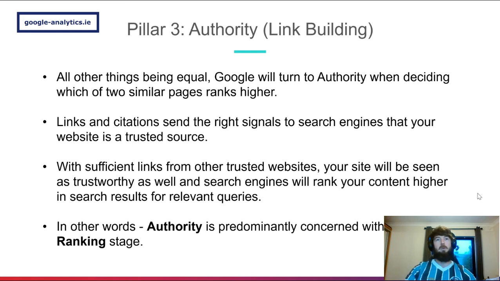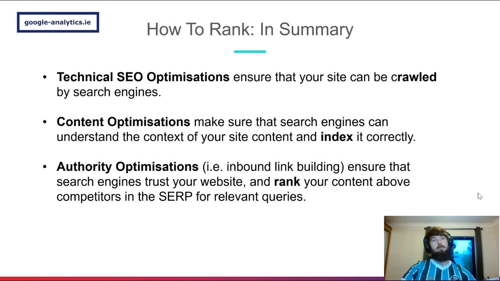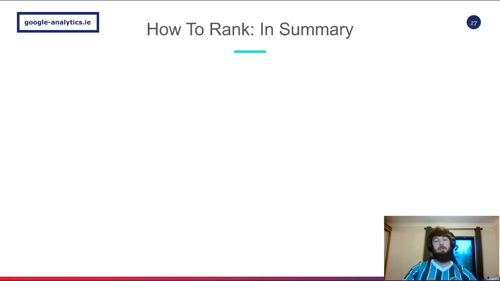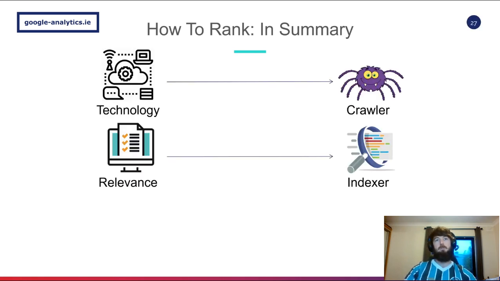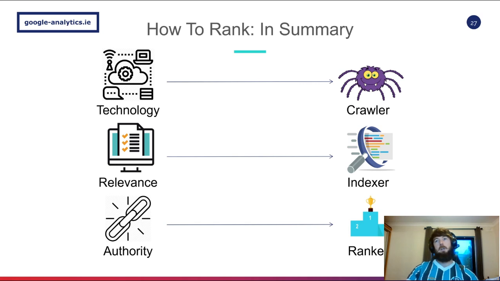So in summary, technical SEO optimizations ensure that your site can be crawled by search engines. Content optimizations make sure that search engines can understand the context of your site and index it correctly. And authority optimizations, or inbound link building, ensure that search engines trust your website and rank your content above your competitors for relevant search queries. And that's a little visualization of those three stages and how they correlate to how search engines work.